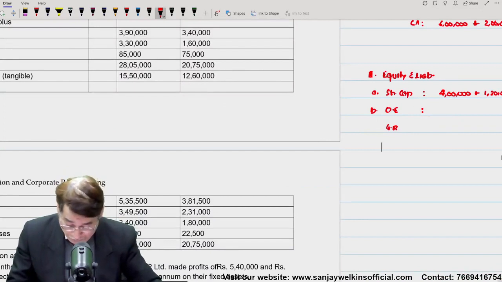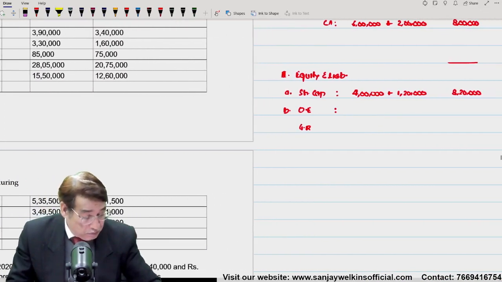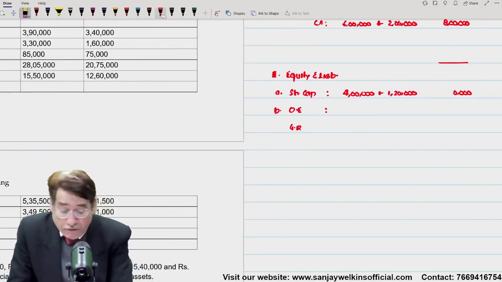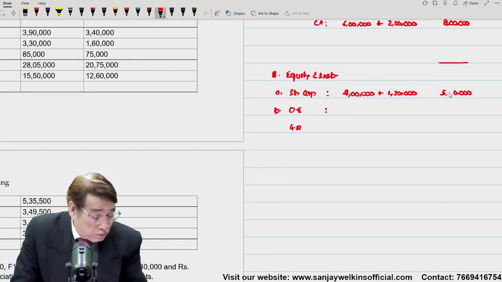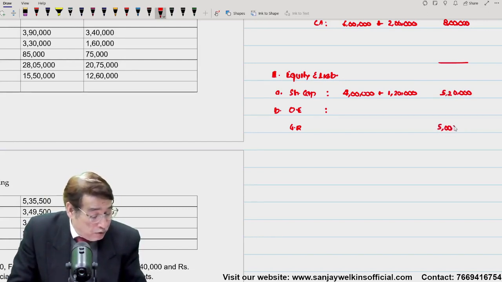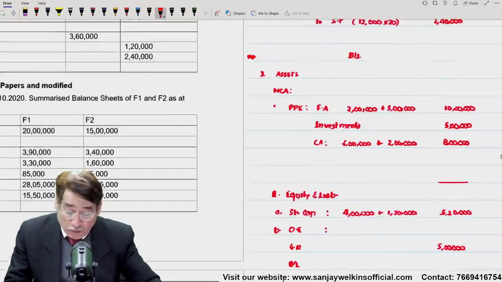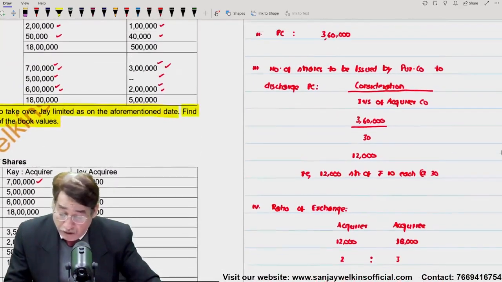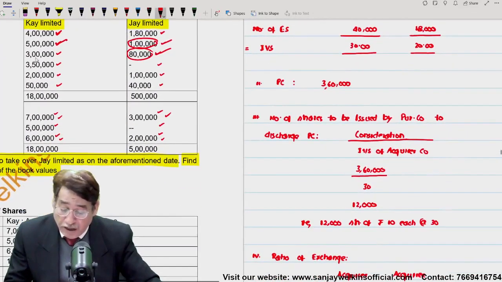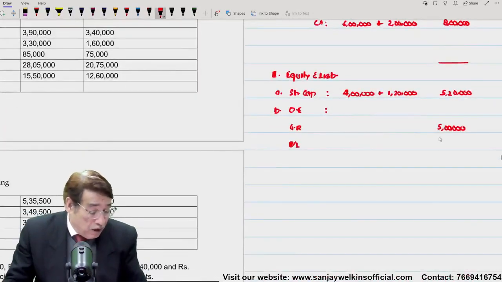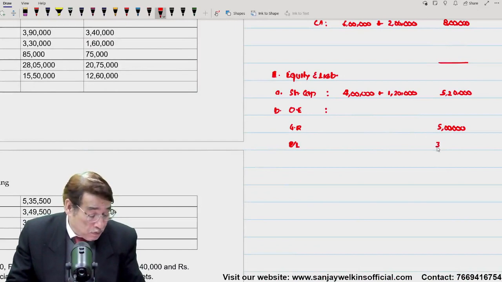This is the problem. First, let me actually correct it. It should be 5,20,000. And then I will write general reserve. General reserve amount I have forgotten now. It is 5 lakh. And then there is profit and loss account also. Just wait for a while. I want to actually show you the balance sheet also. So 5 lakh and profit and loss account is 3 lakh. Profit and loss account is 3 lakh. So I will write here profit and loss account. Is it clear to you?